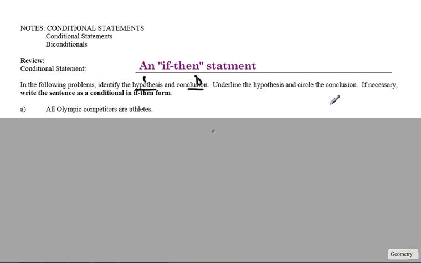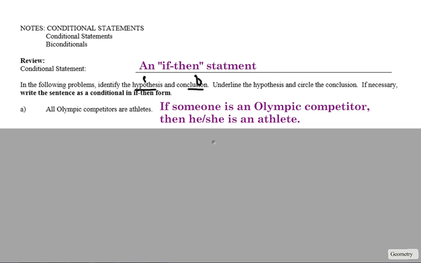So the first example is all Olympic competitors are athletes. Now, in order to identify the hypothesis and circle the conclusion, we're going to have to put this in if-then form. So take a second and figure out how we can make this sentence make sense in if-then form. And hopefully you came up with something like this. If someone is an Olympic competitor, then he or she is an athlete. And just make sure that what you wrote makes sense and is true. In order to be in the Olympics, you have to be an athlete, so that is true.